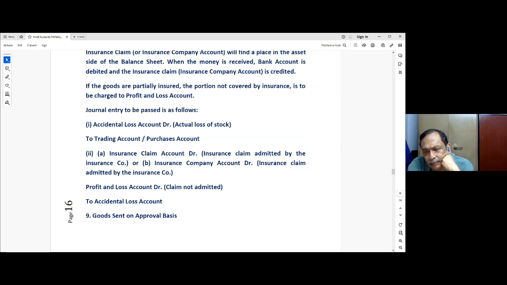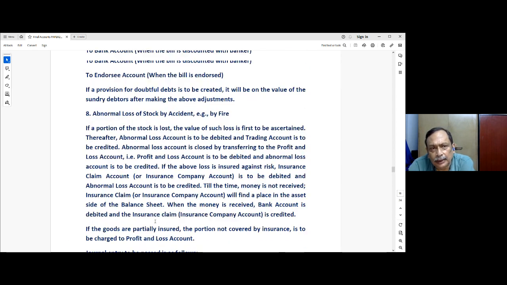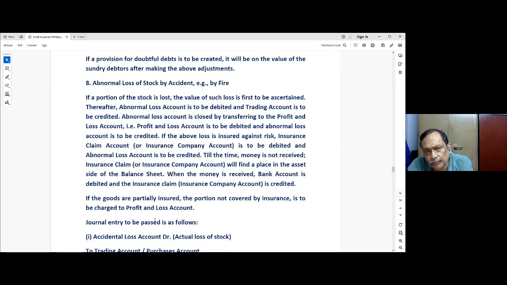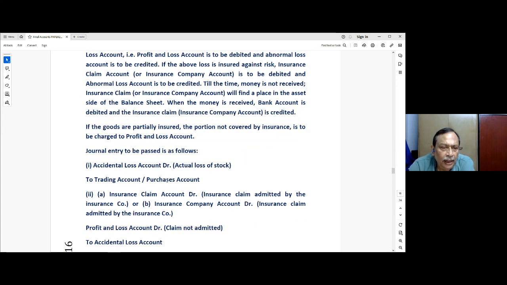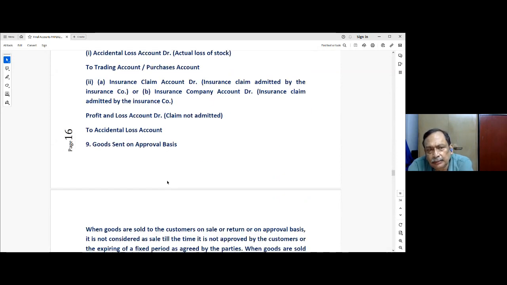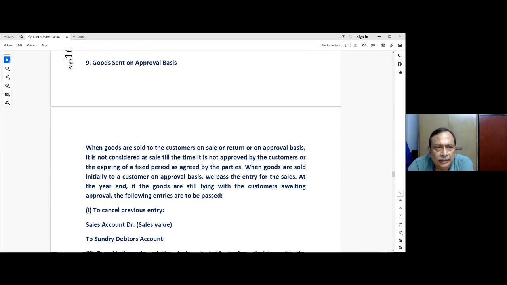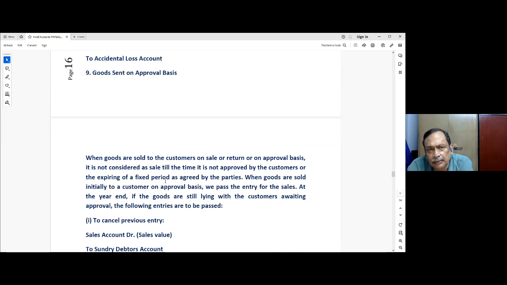So, profit and loss account will be debit, claim not admitted to accidental loss account. So, this is a very, very important adjustment. So far, abnormal loss of stock by accident, namely by fire. Now we are coming to another important adjustment, that is goods sent on approval.